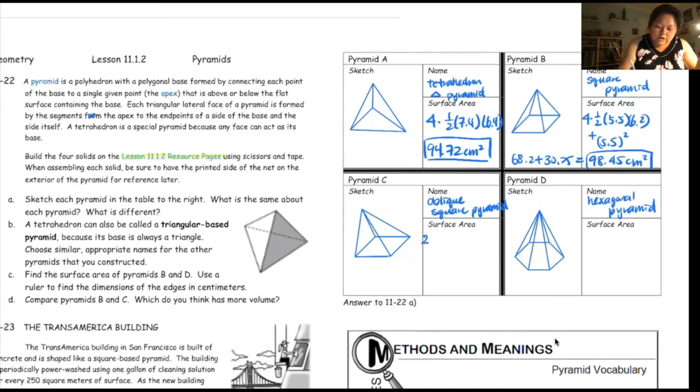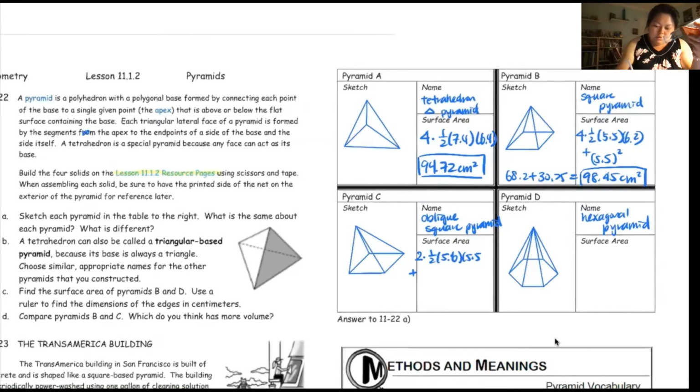So I have 2 triangles times 1/2 5.6 times 5.5, and I have two bigger right triangles on this side, the slant side, right? So the base here is also 5.5, right? But then the height is a lot longer this time. This one is 7.9. All right, so plus 2 more, 1/2 5.5 times 7.9. And I have a square on the bottom that's 5.5 squared. Ooh, okay, so this one has a very different surface area than the other one.